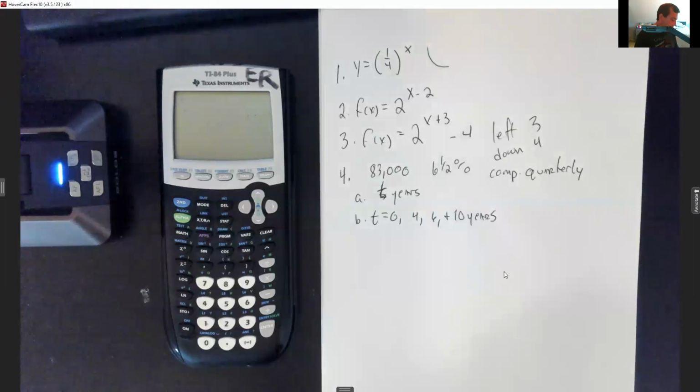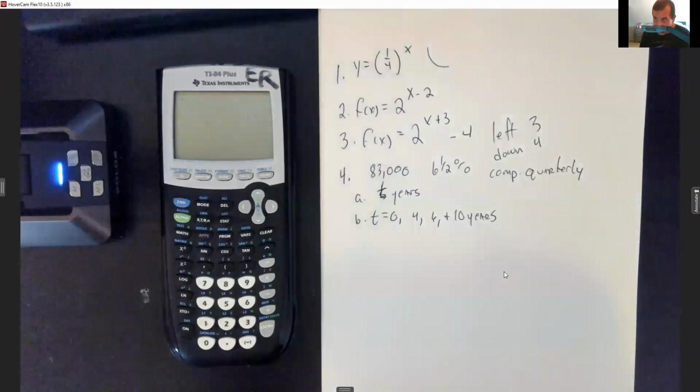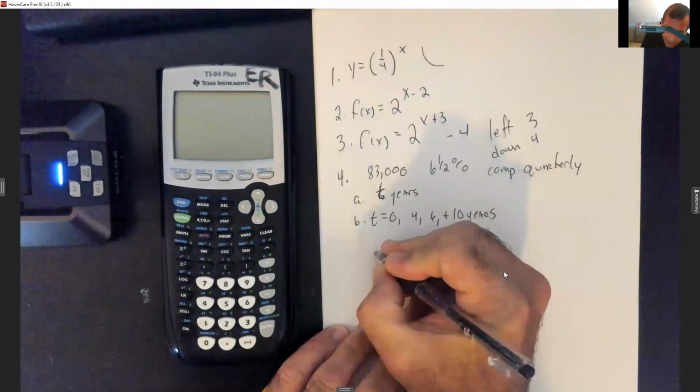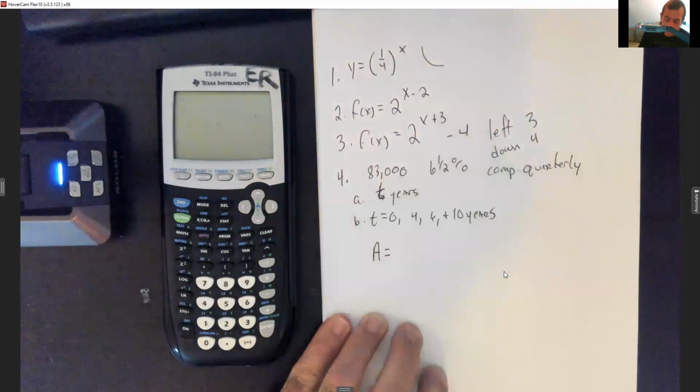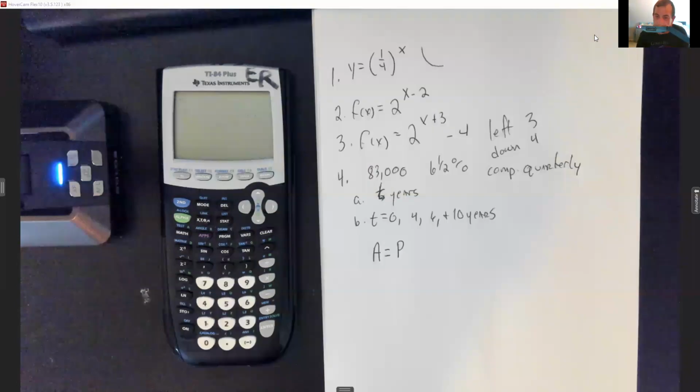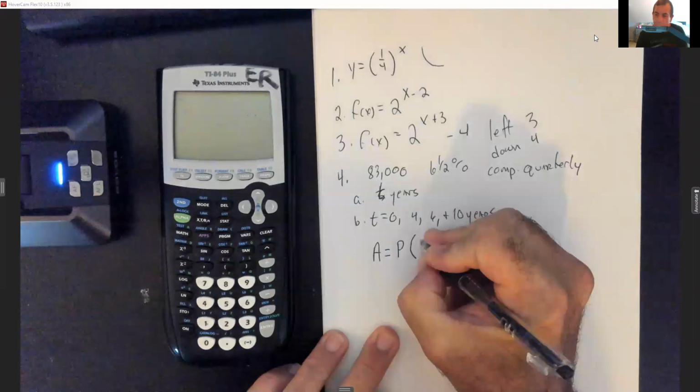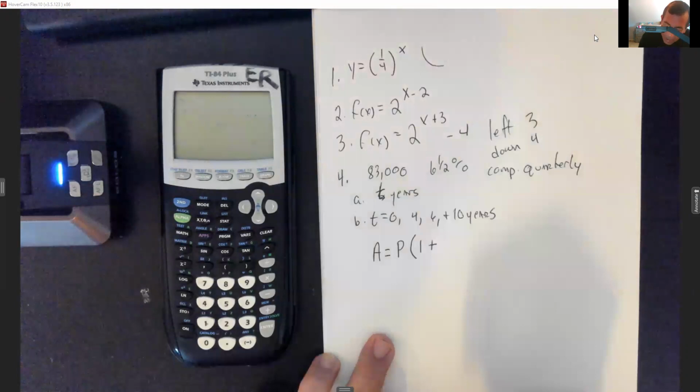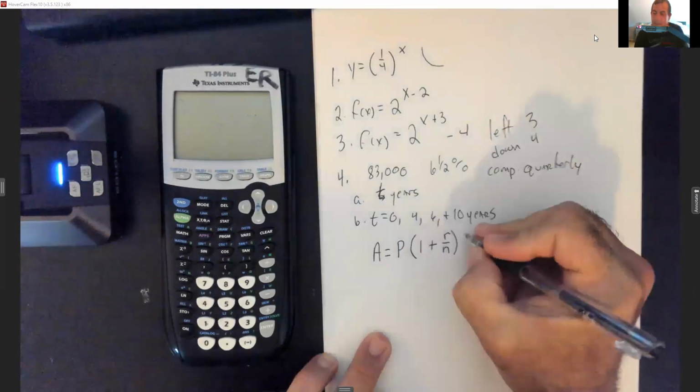All right, so y'all, that one has a formula we need to use. So does anyone remember the formula for this one? All right, so what was it? A equals P. And then remember, I had parentheses, 1 plus R divided by N. All this was raised to the N times T.